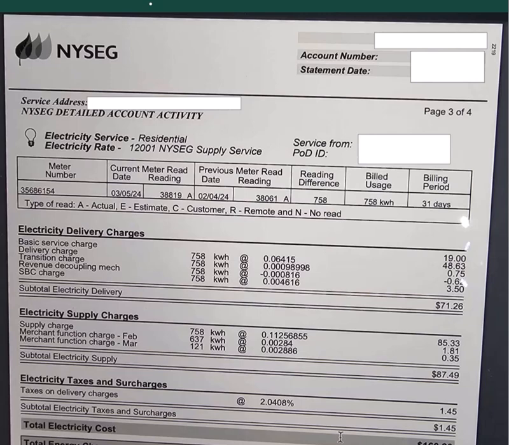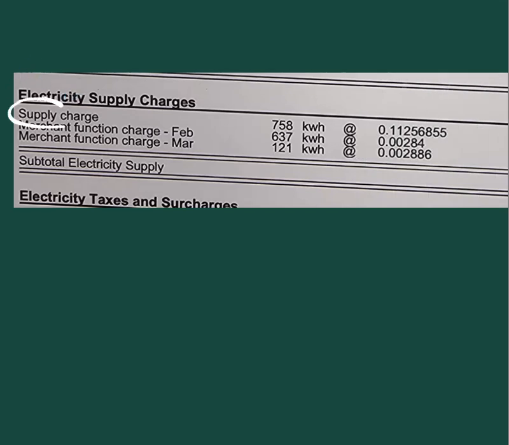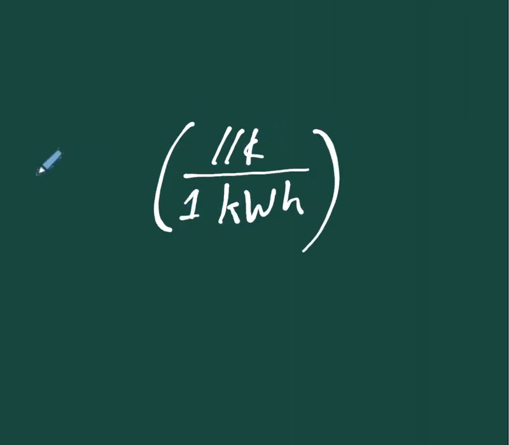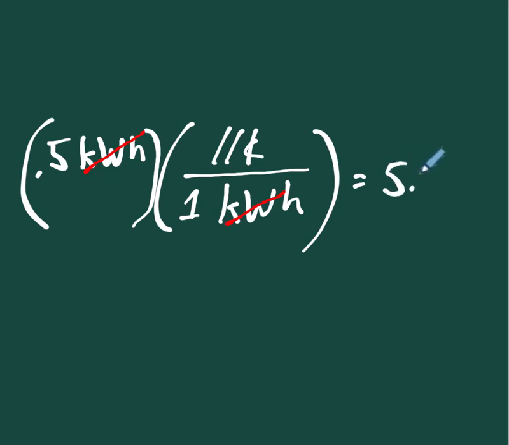Here's one example. It may look a little complicated, but all we really need is a supply charge to get a good estimate. Let's round this to $0.11 or 11 cents per kilowatt hour. We used 0.5 kilowatt hours, so leaving this light on for 5 hours cost us 0.5 kilowatt hours times 11 cents per kilowatt hour, which is equal to 5.5 cents.